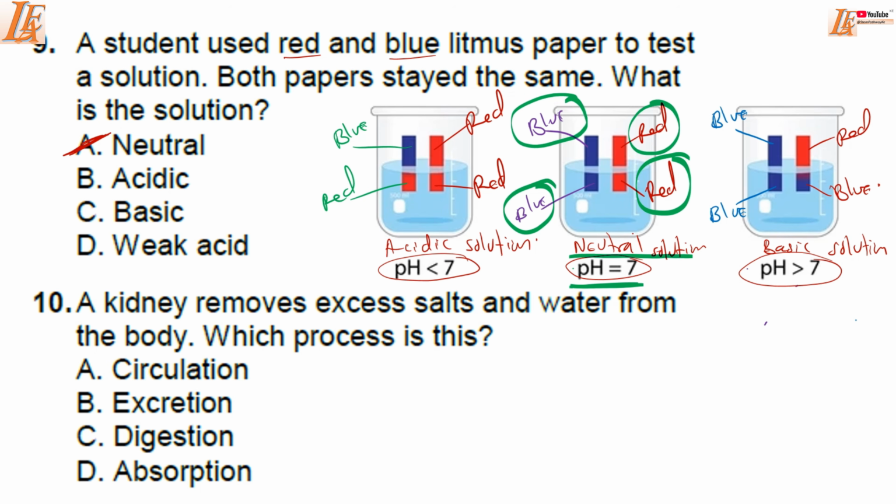Which process is this? A, circulation? No, this is for the heart, blood circulation. B, excretion. This is the removal of waste products from the body. So in this case, this is correct because here we are removing excess salt and water. Digestion? No. Absorption? No. So the correct answer in this case is excretion.